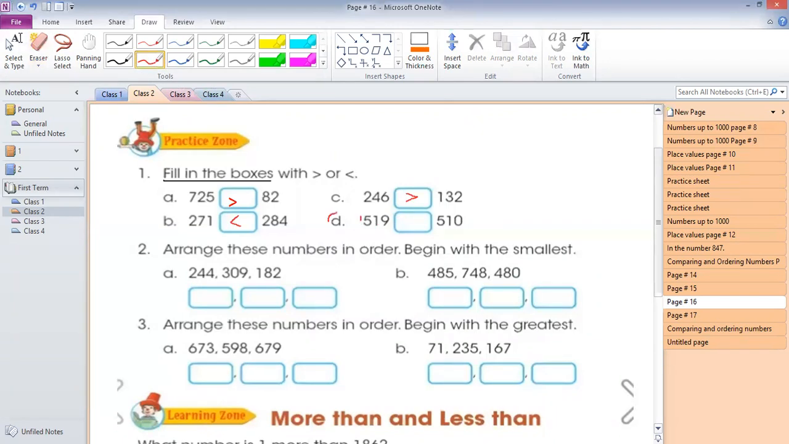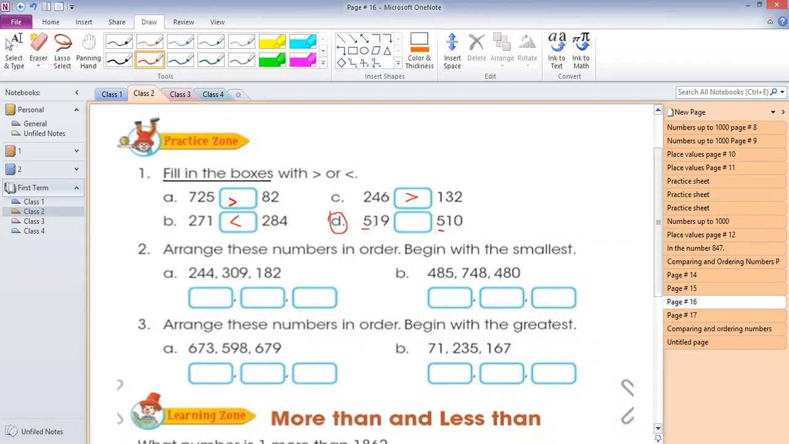This is D, guys. 519 and 510. So here first again you have to find out which number is bigger and which is smaller. To compare two numbers, what will you check? You will check the hundreds first. This is 500 and this is 500. So hundreds are the same here, guys.